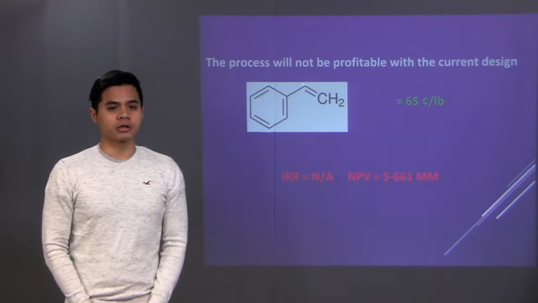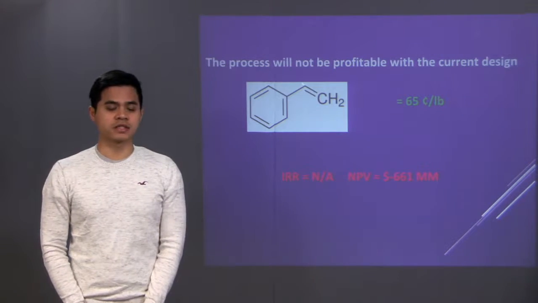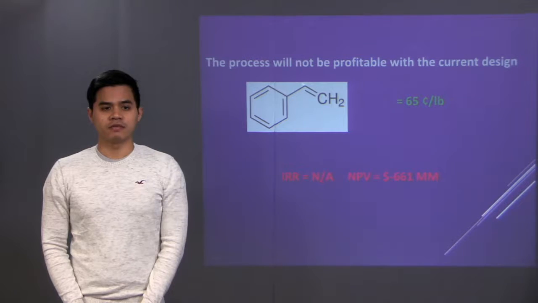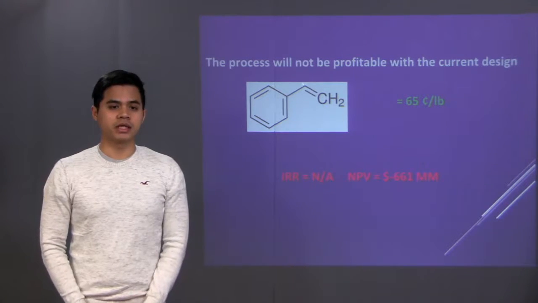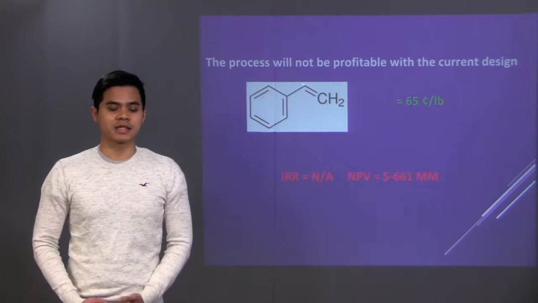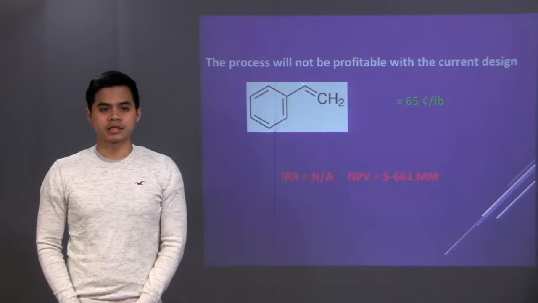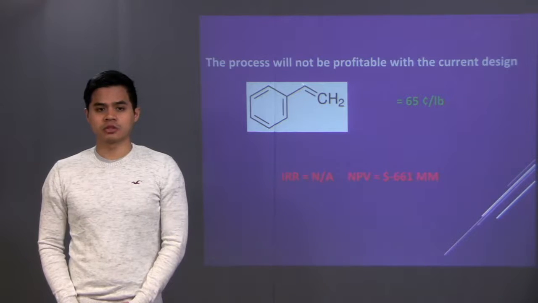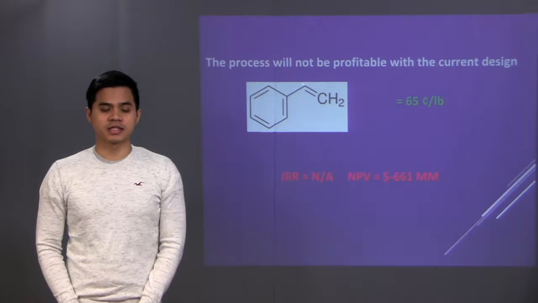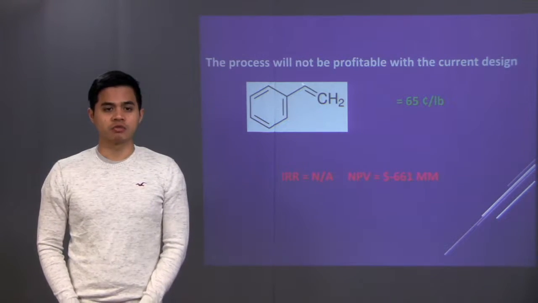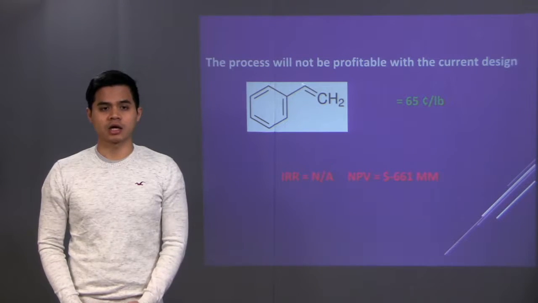So with the current market price for styrene and a netback of 65 cents per pound, we found that the rate of return can't be calculated because it's way less than negative 30%. And with that netback price, our net worth sums up to be a negative $661 million, which means we will be operating at a loss.